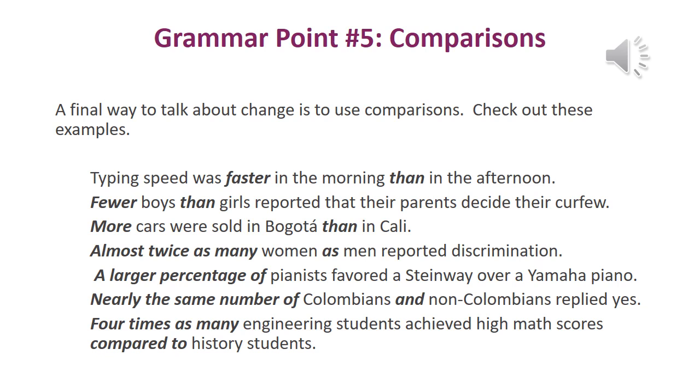Grammar point number 5, comparisons. A final way to talk about change is to use comparisons. Check out these examples. Typing speed was faster in the morning than in the afternoon. Fewer boys than girls reported that their parents decided their curfew. More cars were sold in Bogota than in Cali. Almost twice as many women as men reported discrimination.